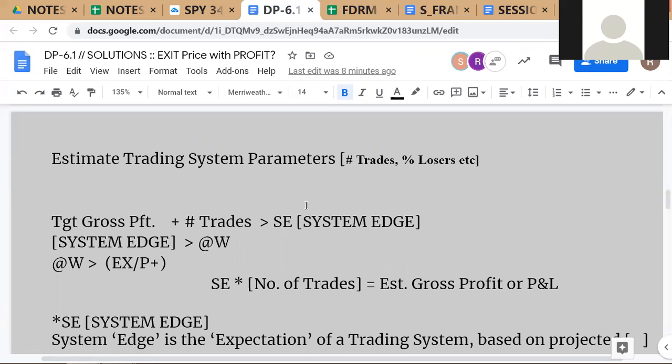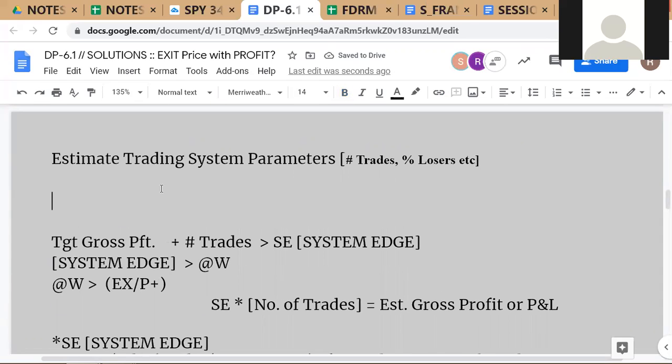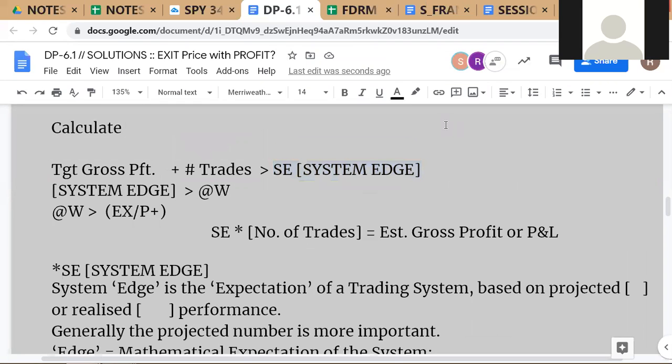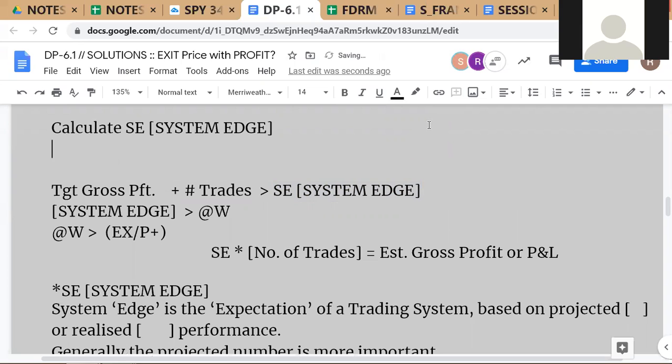Okay. So now we come up with an interesting concept, what we call calculate system edge. It's a new term that you're learning. We'll explain what it is. We'll explain this term here. This is a very important concept that you should understand. Very simple, actually.